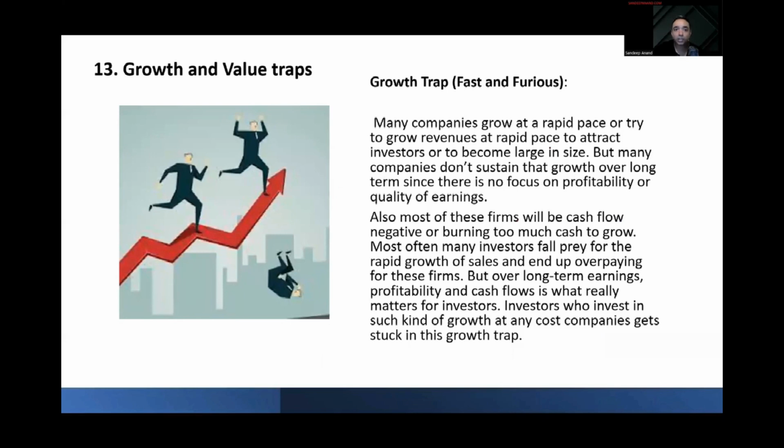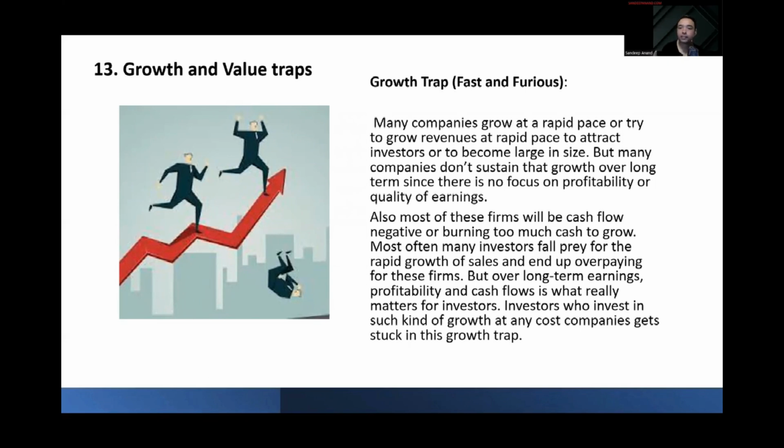The 13th mistake is growth and value traps. Now, this is not so prevalent, I would say, because people don't realize they are in that trap. Let me first cover the growth trap. Growth trap is fast and furious. It applies even to businesses. If you're starting an entrepreneurship, this applies to you a lot. You need to be cautious about this growth trap.